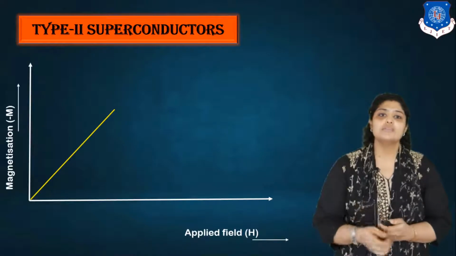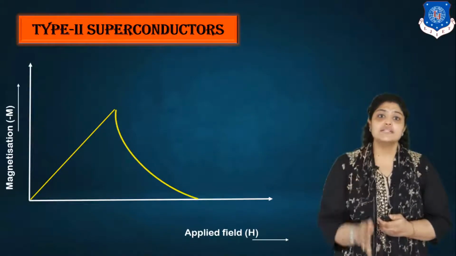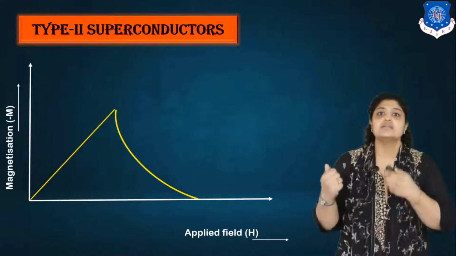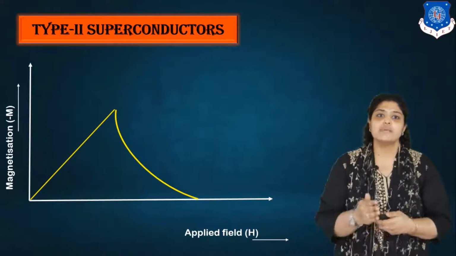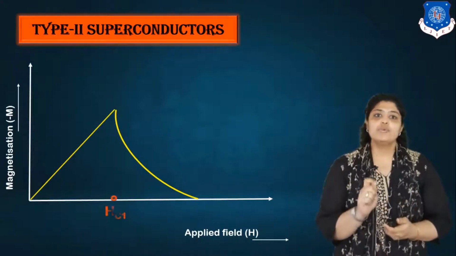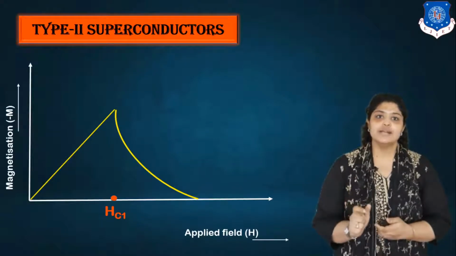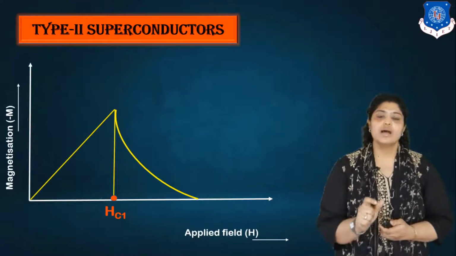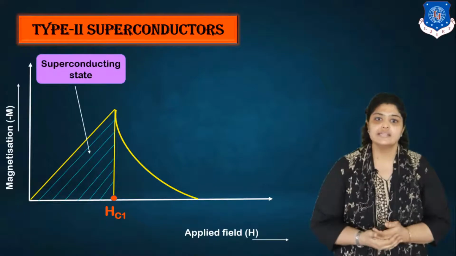Now let's see what happens to this graph. Instead of suddenly reducing, it gradually reduces. That means I am just trying to say the magnetization is gradually becoming zero. So till a point which is known as Hc1, that is the lower critical field, you see your graph is a straight line. So till this value, our superconductor is in perfect superconducting state.